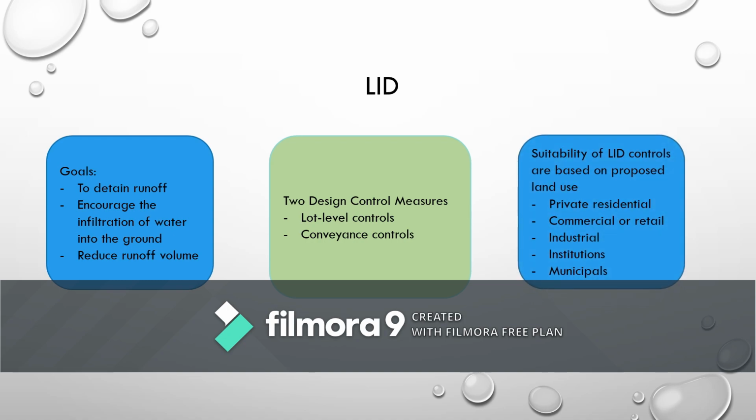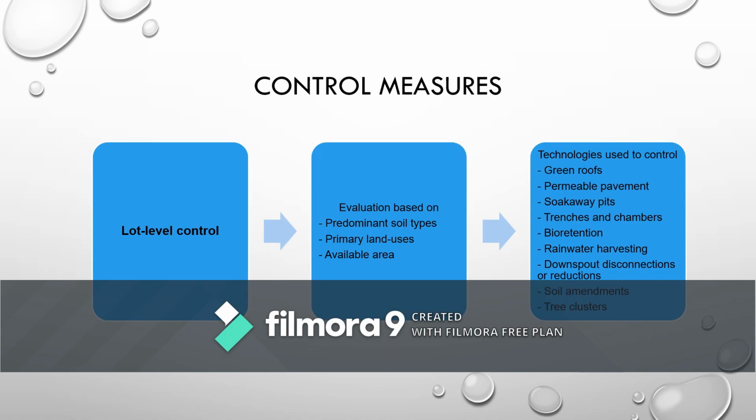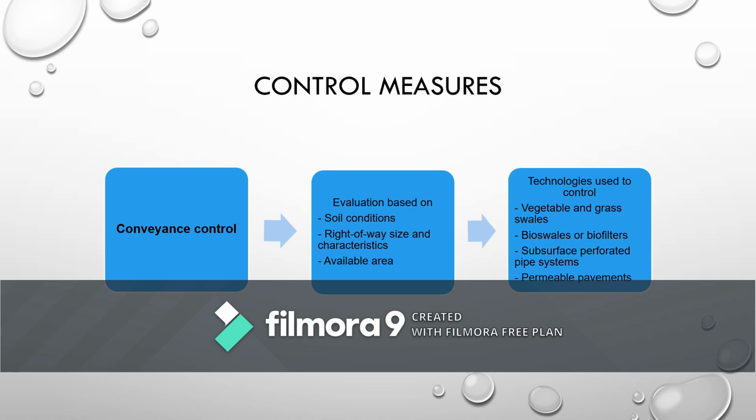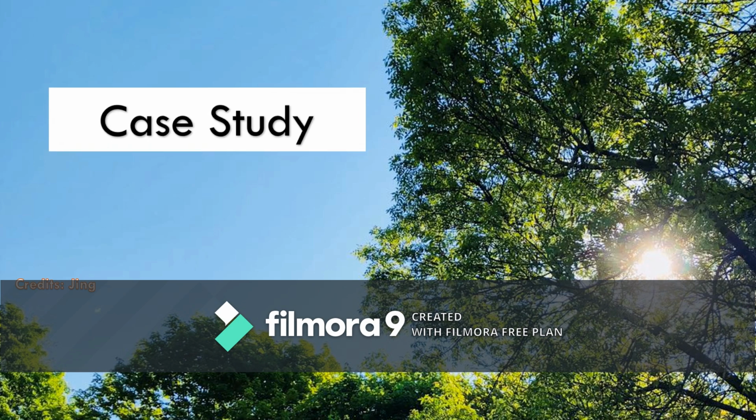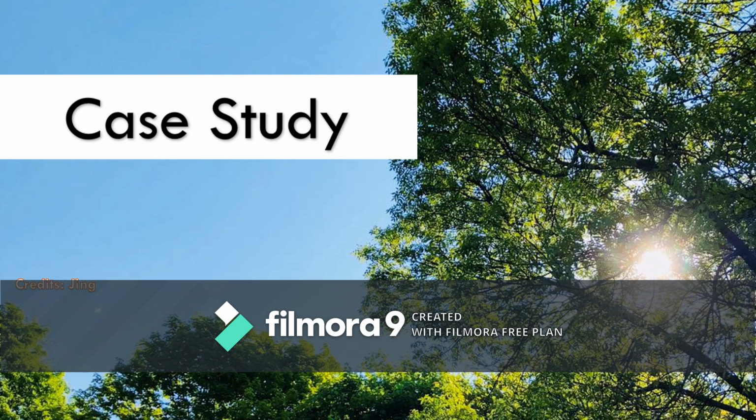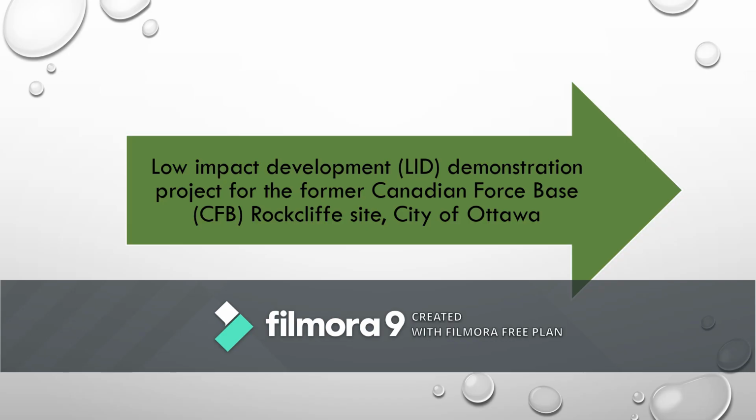There are two design control measures in LID design. The suitability of LID control is based on the proposed length. The first control measure is lot level control. And here is the list of technology used for lot level control and evaluation of design. The second control measure is conveyance control, and same as previously, here is the list of technology used and evaluation for the conveyance control. So here is the case study we're going to talk about.